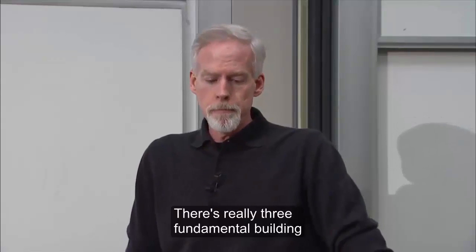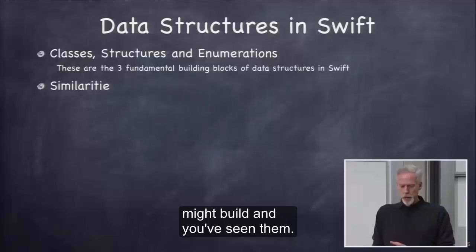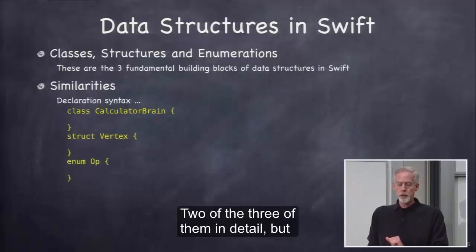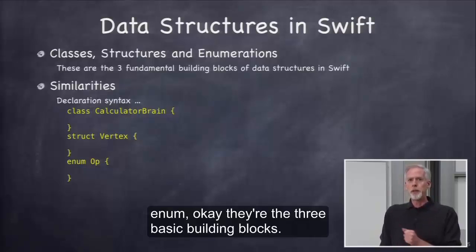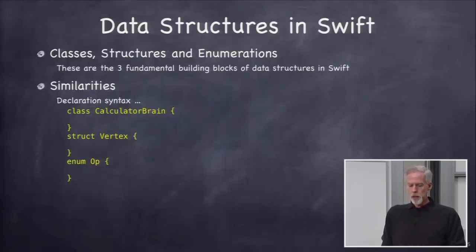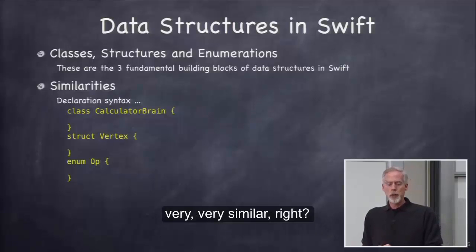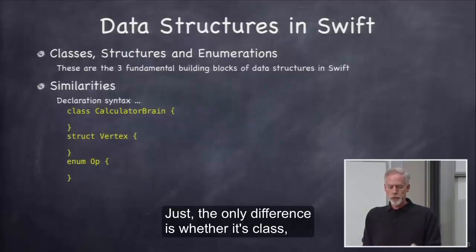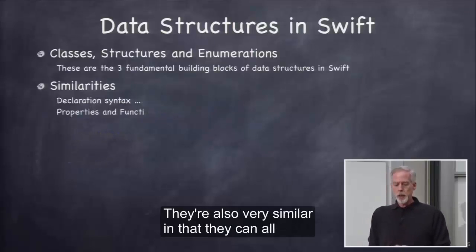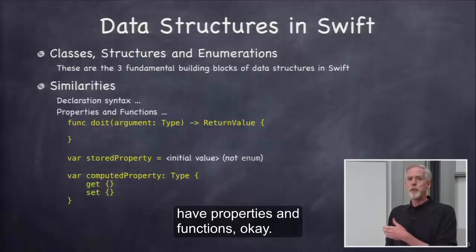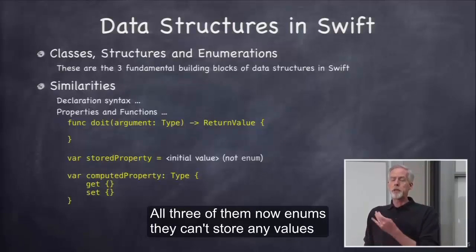Okay? There are really three fundamental building blocks for the data structures that you might build, and you've seen two of the three of them in detail, but they are class, struct, and enum. They're the three basic building blocks, and they look very similar. Their declaration syntax looks very, very similar, right? The only difference is whether it's class, struct, or enum, but otherwise it looks the same. They're also very similar in that they can all have properties and functions. All three of them. Now enums, their properties can't store any values.